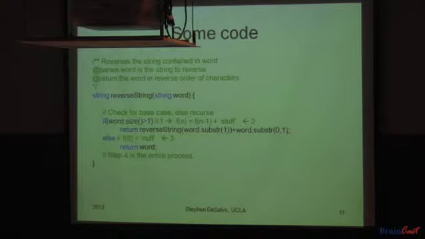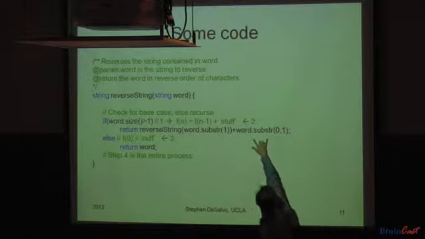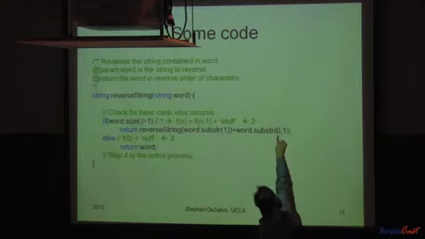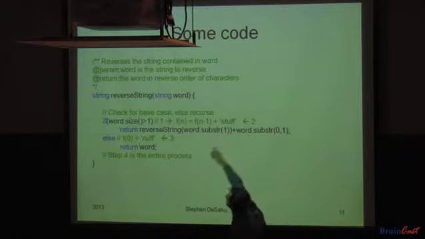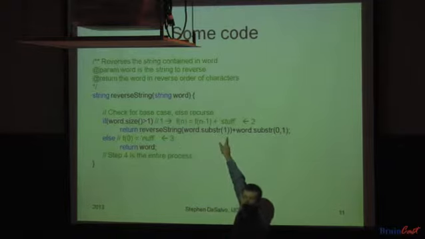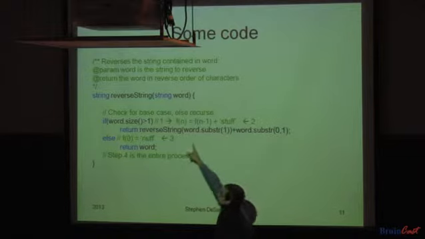So here's an example which specifically outlines the different cases. So let's see. Check for base case, else recurse. Okay, so if word.size is bigger than 1, so if you have a word consisting of at least 2 characters or more, then apply the recursion step, which is take the substring consisting of exactly 1 character starting at index 0, append it to the reversal of the string with the smaller strings consisting of all of the characters starting at index 1 to the end. So that's a strictly smaller string.